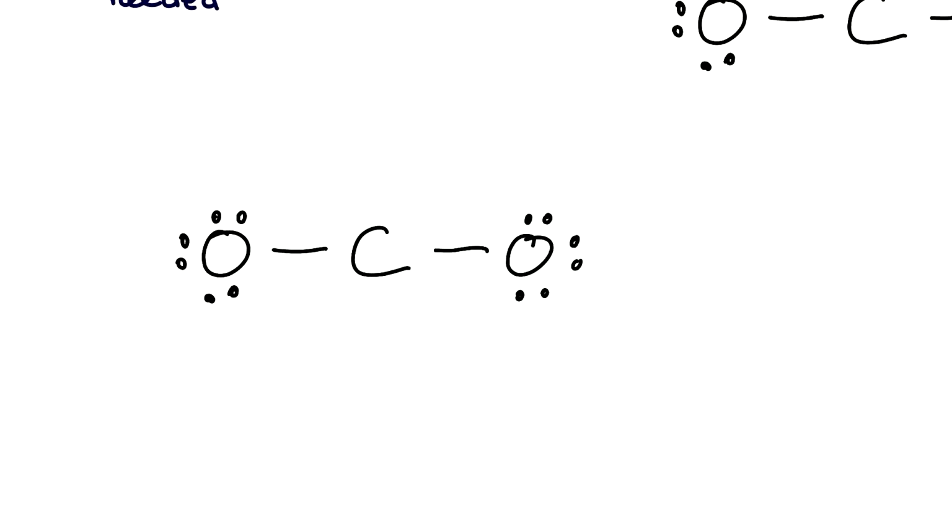One of the ways, the most obvious way, is let's take that lone pair of electrons on one of the oxygens and make a double bond. And let's do the same thing over here, right? So I'm not drawing any new electrons.